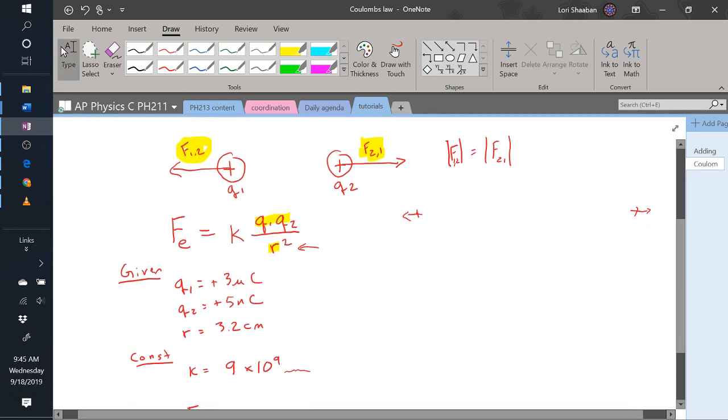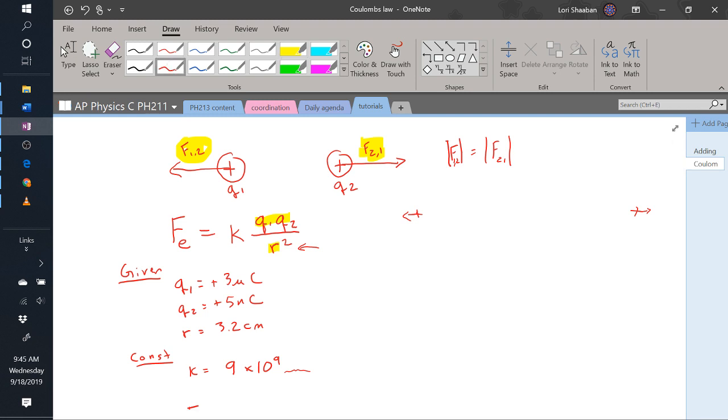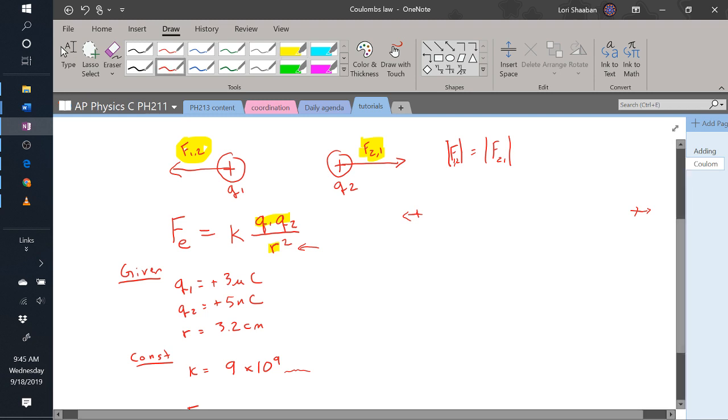So let's say the charge on the first one was 3 microcoulombs. Well, that is 3 times 10 to the negative 6 coulombs. And nanocoulombs is times 10 to the negative 9th. So you'd have 5 times 10 to the negative 9th. And then centimeters, you can actually write out 3.2 times 10 to the negative 2 meters.